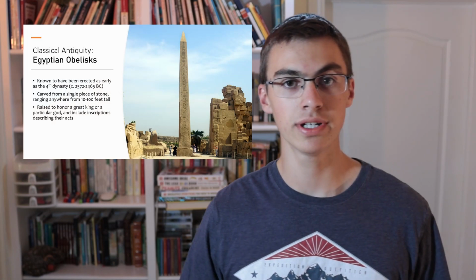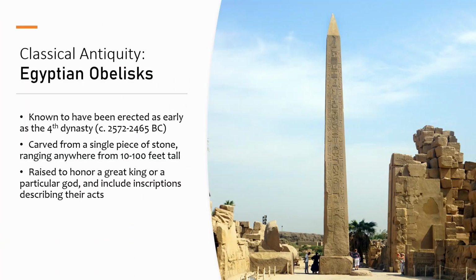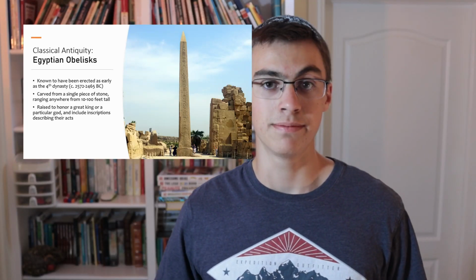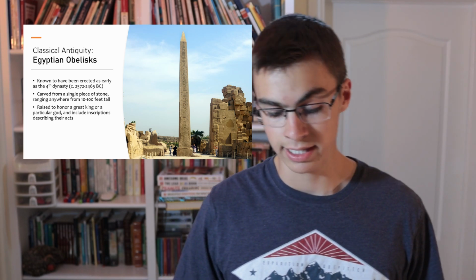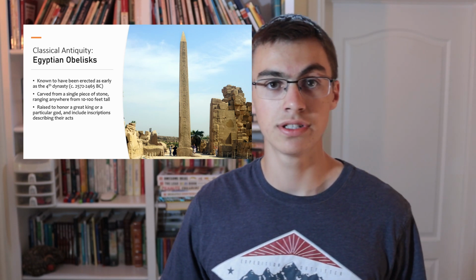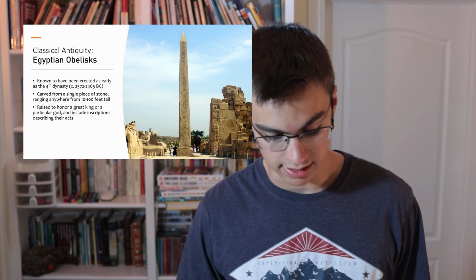So the first time period of historical engineering is classical antiquity, and for this time period I chose to study the Egyptian obelisks. So these are basically big pieces of stone, and they're normally used to honor a particular god or a king, and they included inscriptions describing that ruler's acts. They're known to have been erected as early as the 4th dynasty.